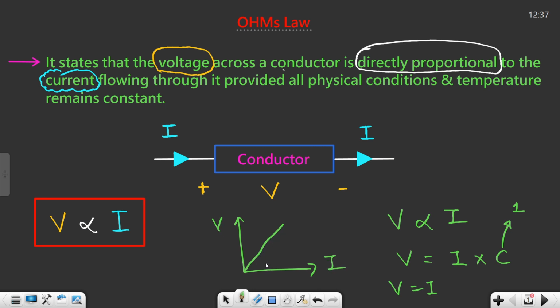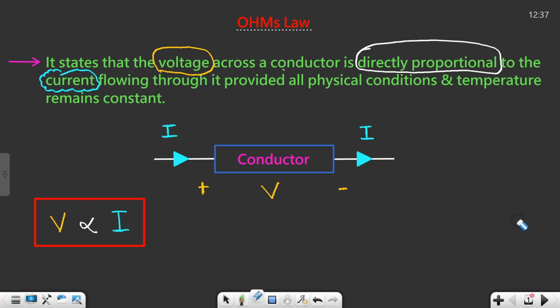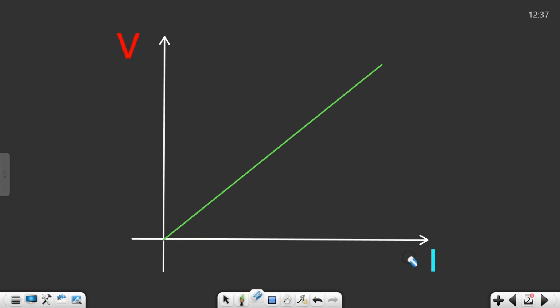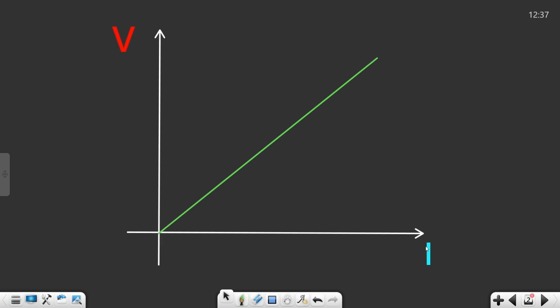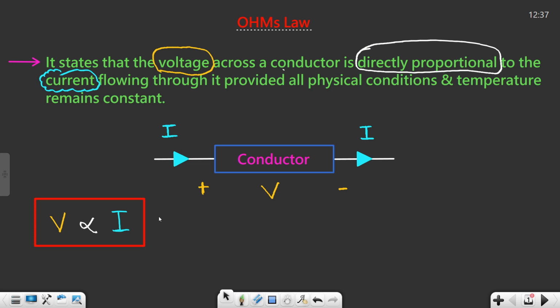As my voltage is increasing, my current is also increasing. I hope you are able to understand this. This is basic mathematics, it's not rocket science. So this is how the graph will look if I plot voltage versus current: as my voltage increases, my current also increases. This is what we deduce with the help of Ohm's law. Great. Now what if I tell you I'm going to prove how exactly the voltage is proportional to the current?